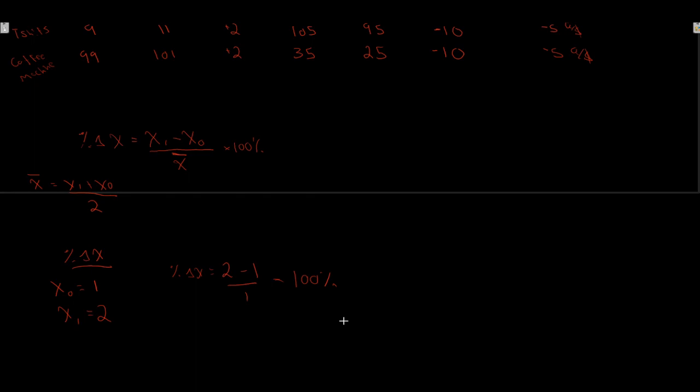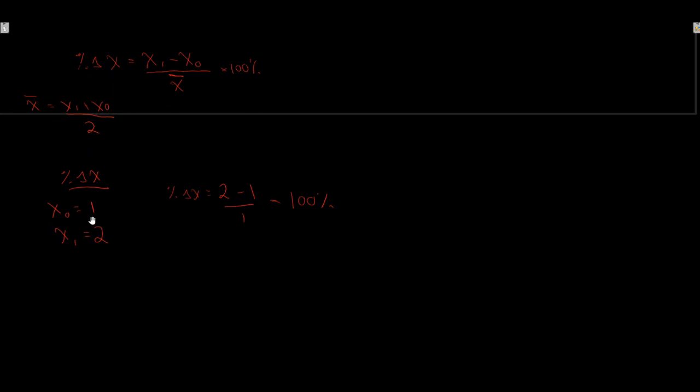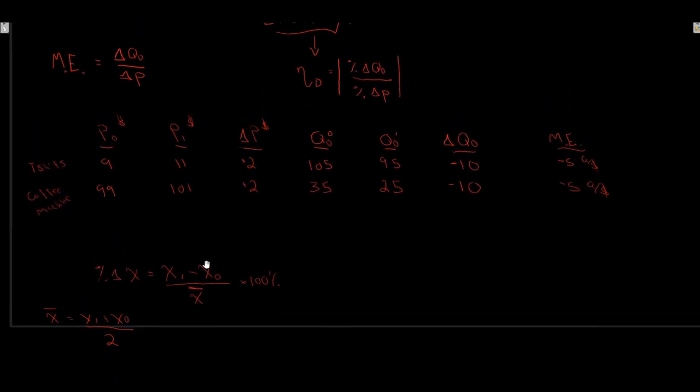Cool. Great. But here's the problem. What if we didn't actually know the direction? What if we didn't know that we were going from 1 to 2? What if we didn't know that price was going from 9 to 11? What if it was going the other way? What if we went from 11 to 9? Right? Keep in mind, if we had a line, we went 11 to 9, this would be negative 2. We'd be going from 95 to 105, so that'd be plus 10. I'd still get a marginal effect of negative 5. It'd just be going the opposite direction. Instead of $9 to $11, I'm going $11 to $9.